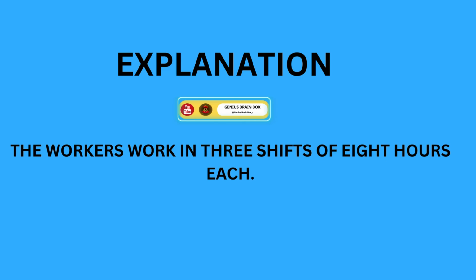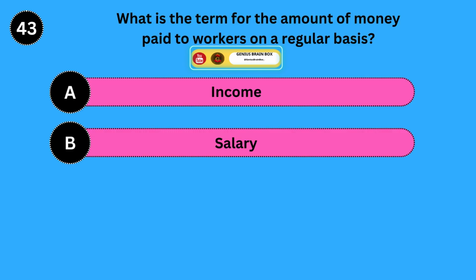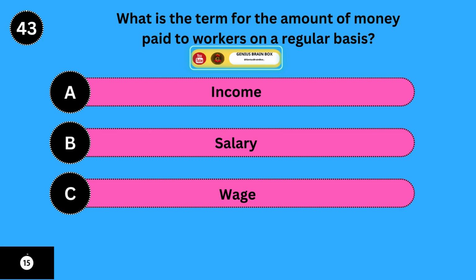Explanation. The workers work in 3 shifts of 8 hours each. What is the term for the amount of money paid to workers on a regular basis? Option A, income. Option B, salary. Option C, wage.